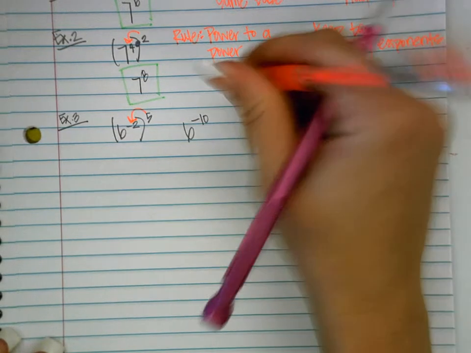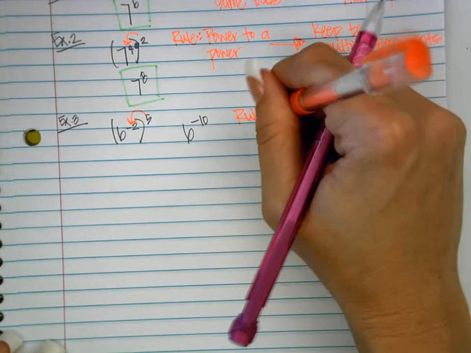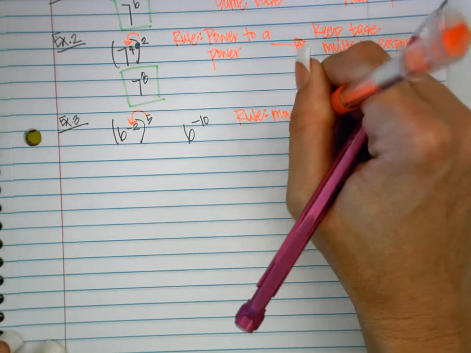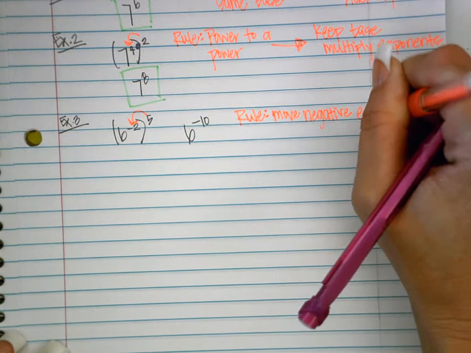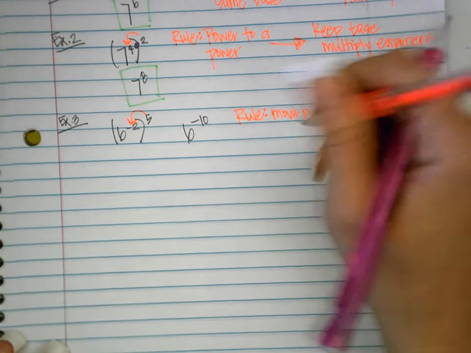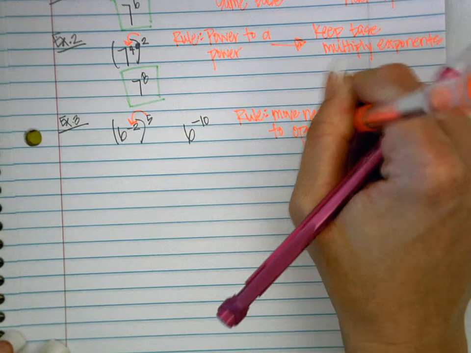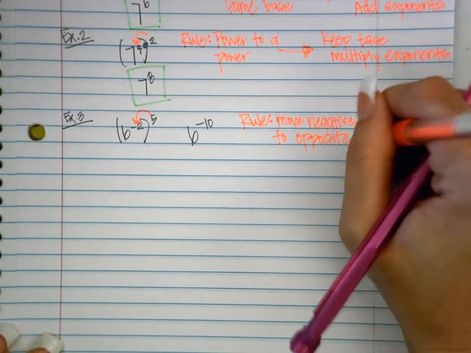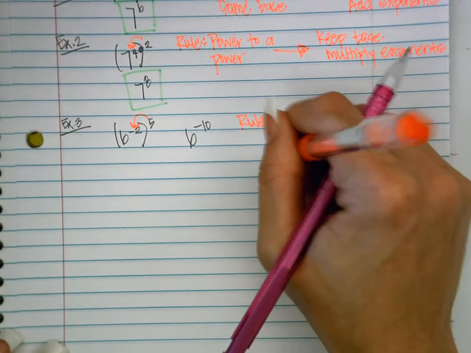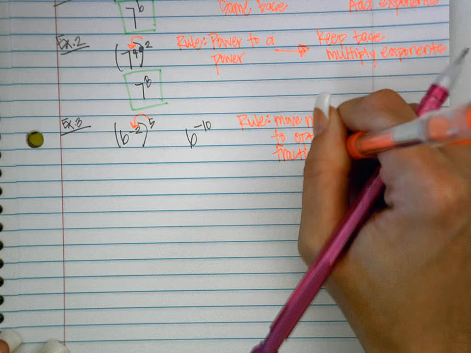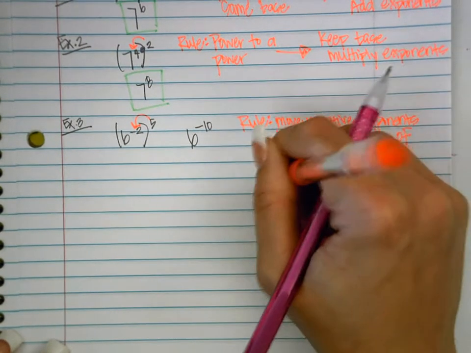Now, there's a rule about negative exponents. Okay, anytime you have a negative exponent, you want to move negative exponents to the opposite side of the fraction to become positive exponents.